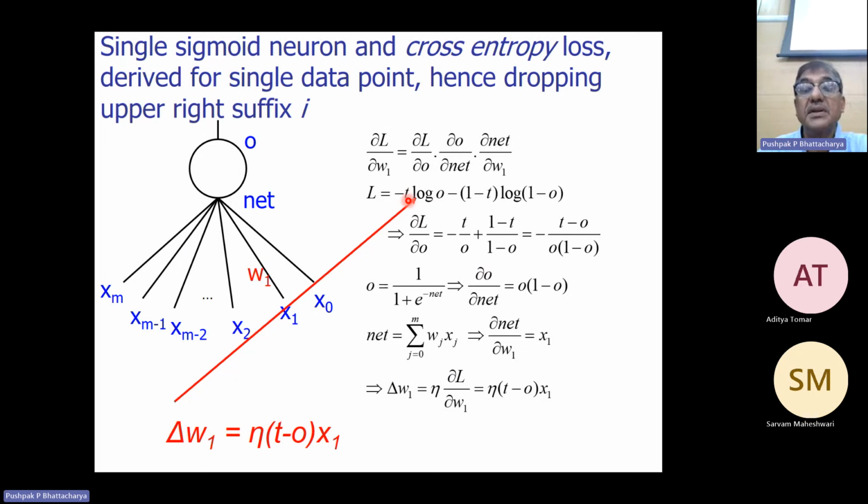So when we take this loss expression and consider one particular weight, then the change in weight expression comes out to be learning rate into target minus observed into the input on that connection. So it is independent of the derivative of the sigmoid function. This is an attractive proposition for the cross entropy softmax combination. The derivative does not figure in the expression.